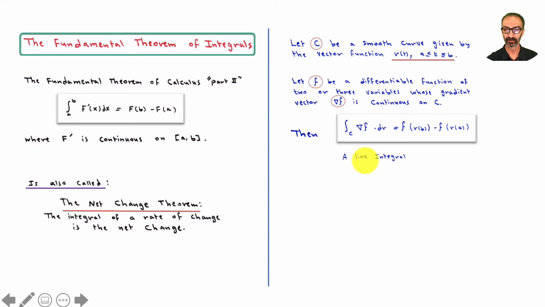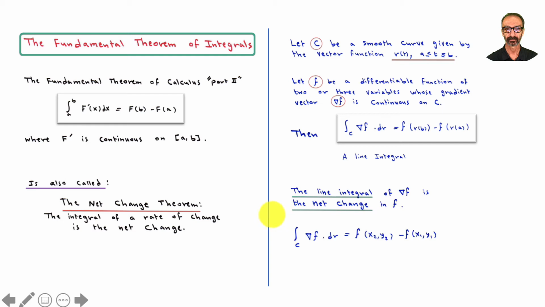This is a line integral, and the line integral of the gradient of f is the net change. Again, it's a net change between the end and the start in f. Another way to call it, the line integral of the gradient dr is f of x2, y2 minus f of x1, y1. And this is what we have in 3 variables.